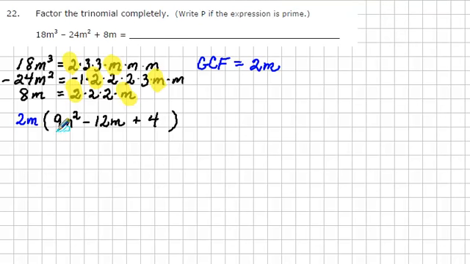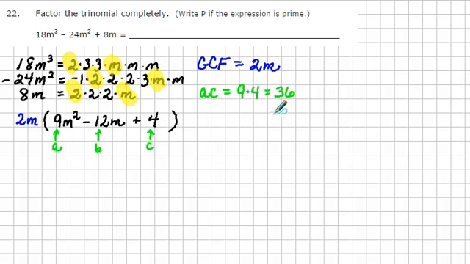Just identify the A, the B, and the C. The A in this case is 9. The B is negative 12. And the C is equal to 4. So the technique says, first of all, find AC. A times C is equal to 9 times 4, which is 36.